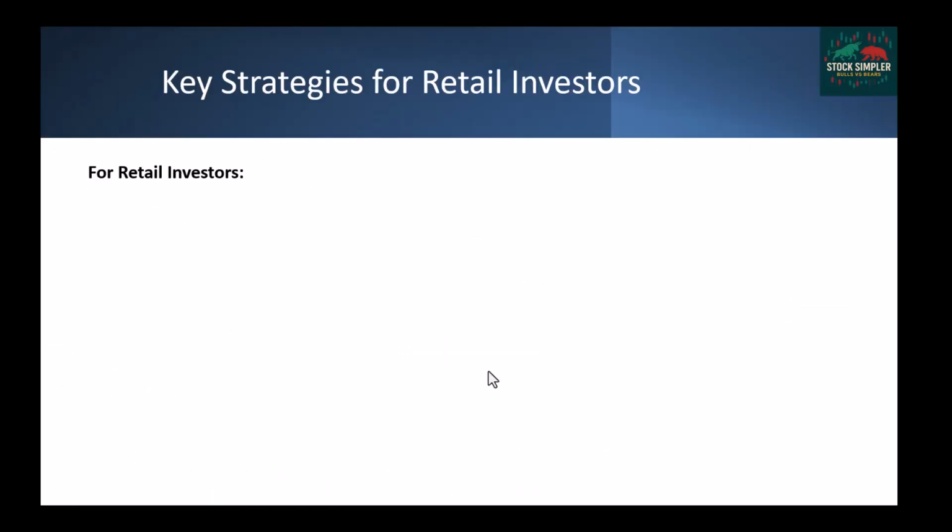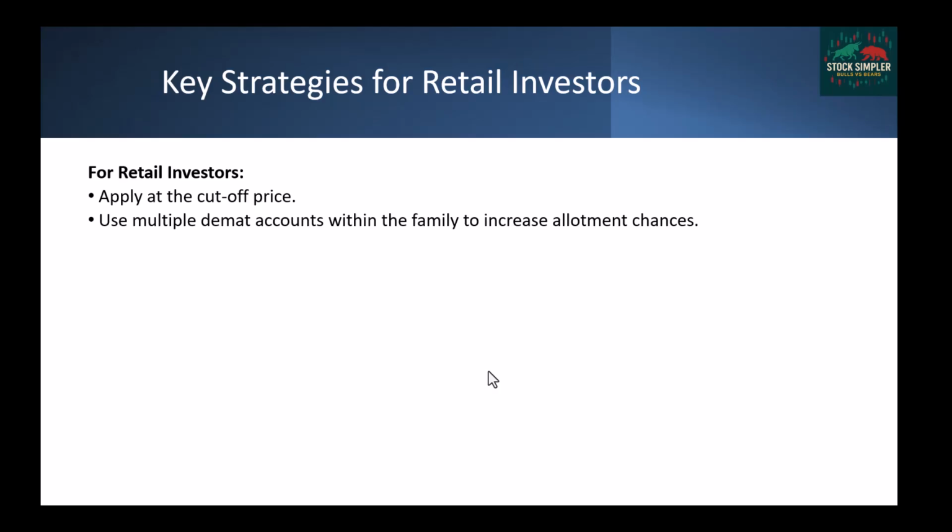Then, what are the key strategies to be followed for retail investors to have maximum chances in the allotment process? Always apply at the cutoff price. Use multiple demat accounts within the family to increase the allotment chance. But remember, do not apply from multiple brokers. Like if you have accounts with, for example, Zerodha, Angel One, or Groww, then all are registered with the same PAN number. So one PAN, one application.